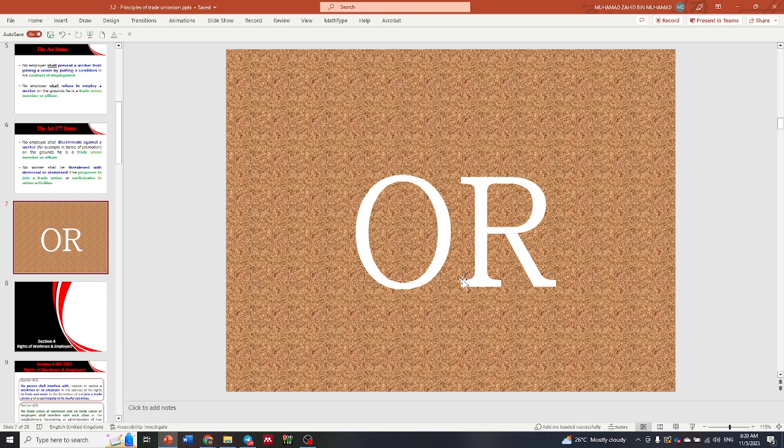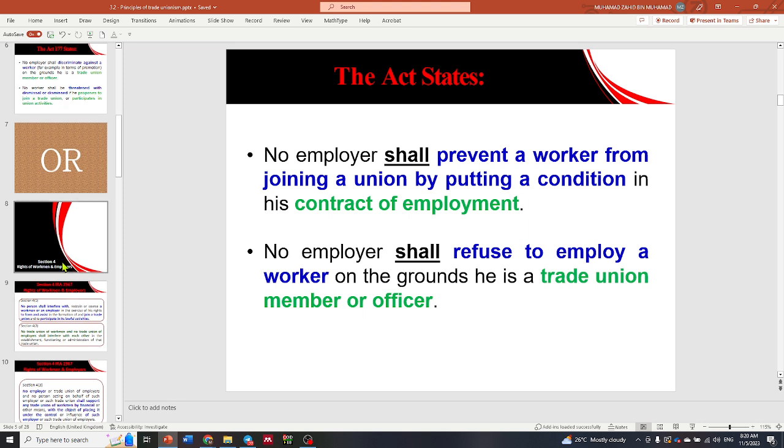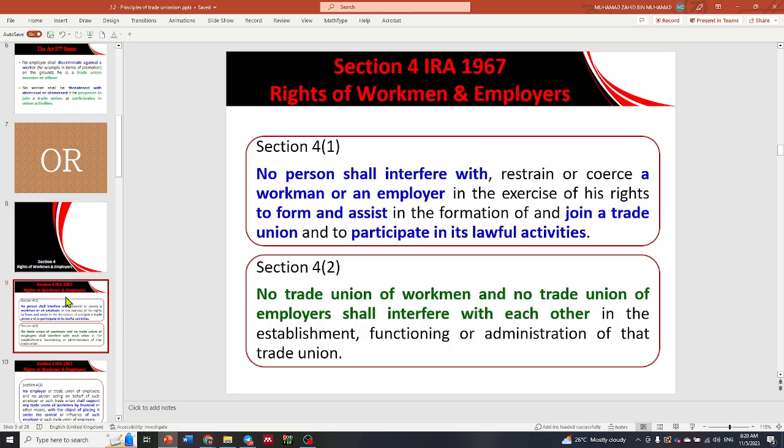Nampak this slide, big slide? Ni bermaksud yang keempat-empat ni, saya dah ceritakan asas-asas atau perkataan-perkataan yang dalam law bawah ni. Okay? Yang ini kalau you dah tengok, section 4, what does it say? It says about the rights of workmen and employers. Section 4, subsection 1. No person shall interfere with, restrain or coerce a workman or an employer in the exercise of his rights to form and assist in the formation of and join a trade union and to participate in its lawful activities.